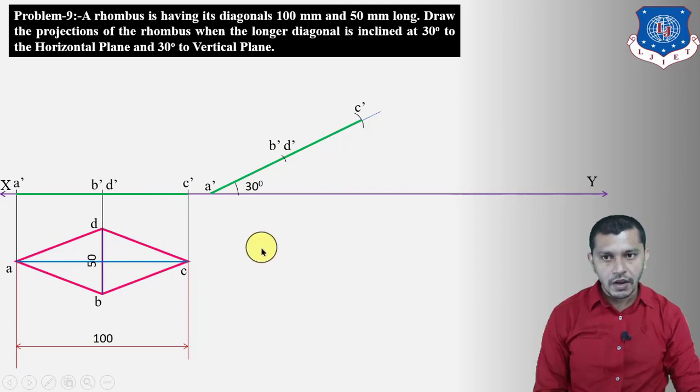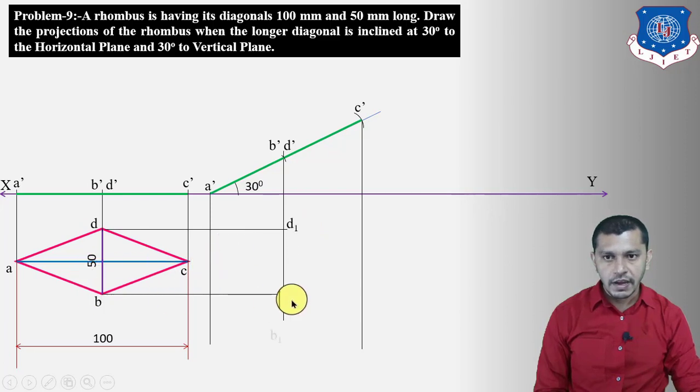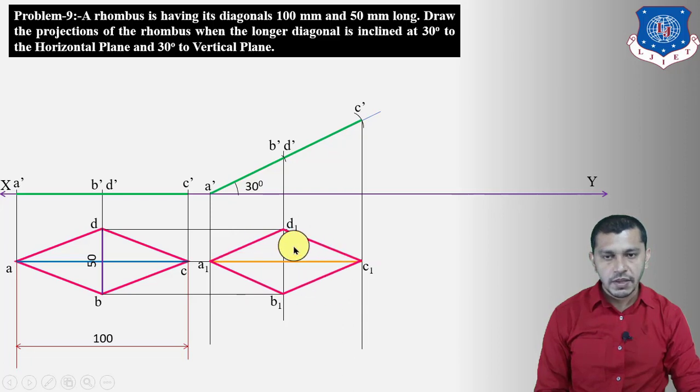Now we have to draw the plan, and for drawing the plan, first of all we have to project these points A dash, B dash, D dash and C dash. Now project these points. Here we will get B1, here we will get D1, here we will get A1, and here we will get C1. Now connect these points, we will get the plan of the rhombus. So this will be the plan of the rhombus, and we can say that AC is the true length of the longer diagonal of the rhombus, and A1 C1 is the plan length of the longer diagonal of the rhombus.